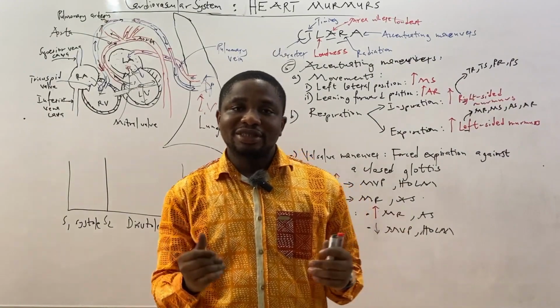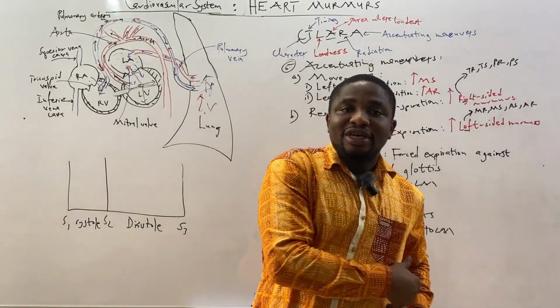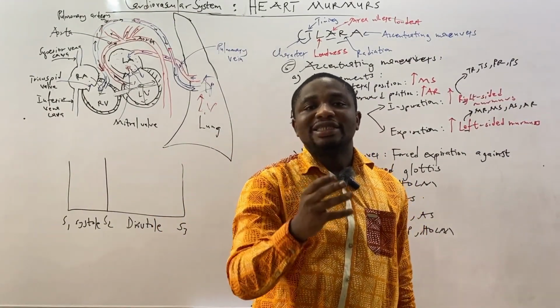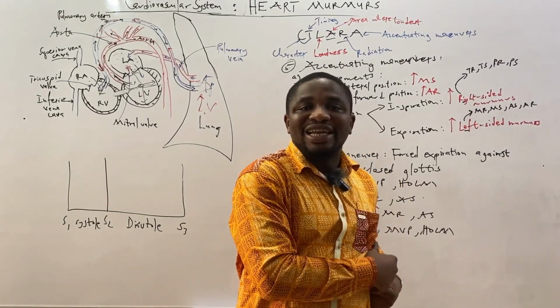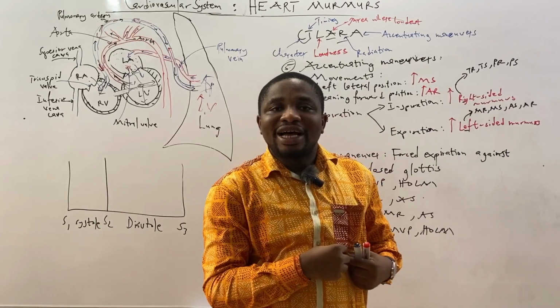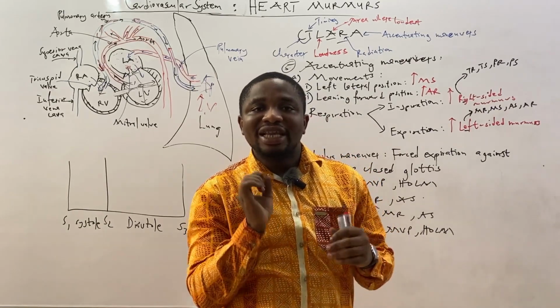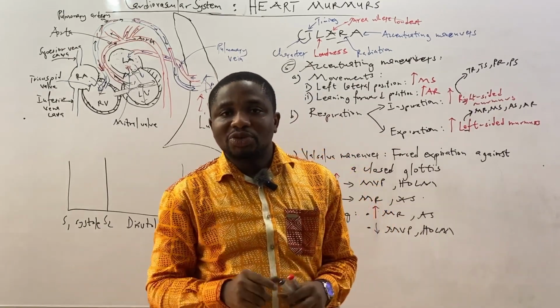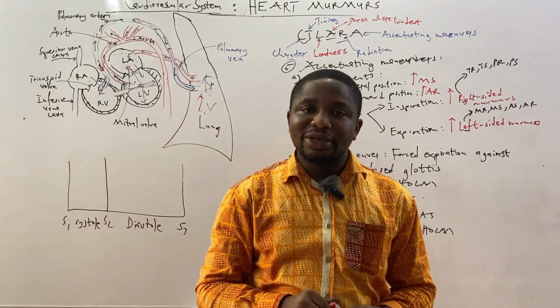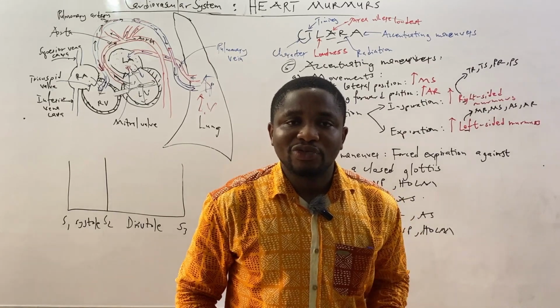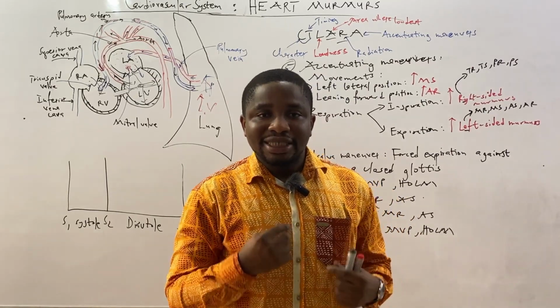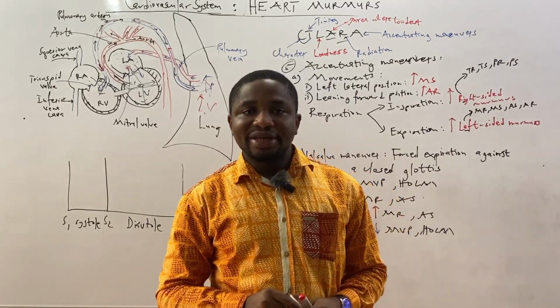The left lateral position, that is the patient will be put onto the left, and if you are trying to elicit this murmur, you have to roll over the patient onto the left lateral side, and that would accentuate the murmur. So the left lateral position accentuates the murmur of mitral stenosis. And the leaning forward position, that will be used for aortic regurgitation, accentuates the murmur of aortic regurgitation.